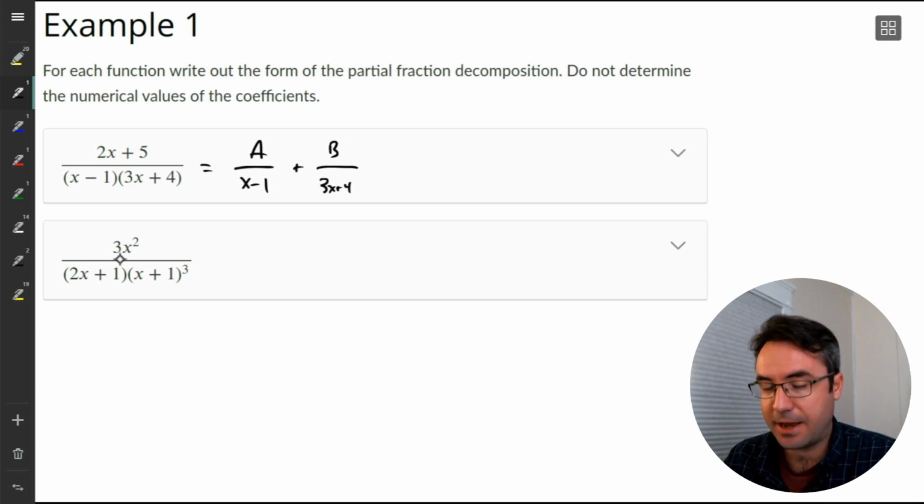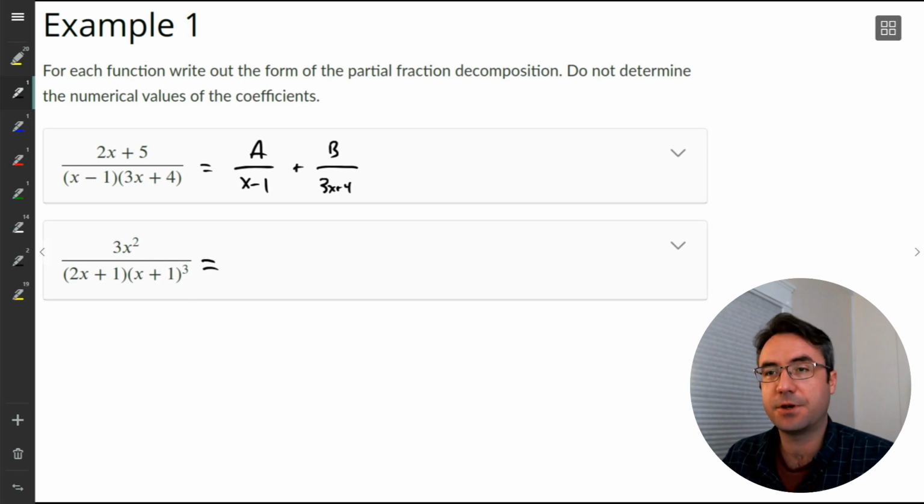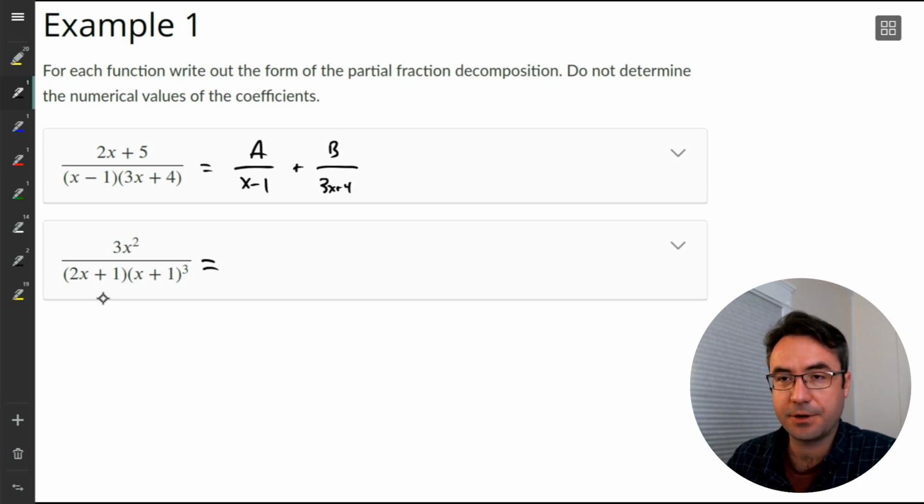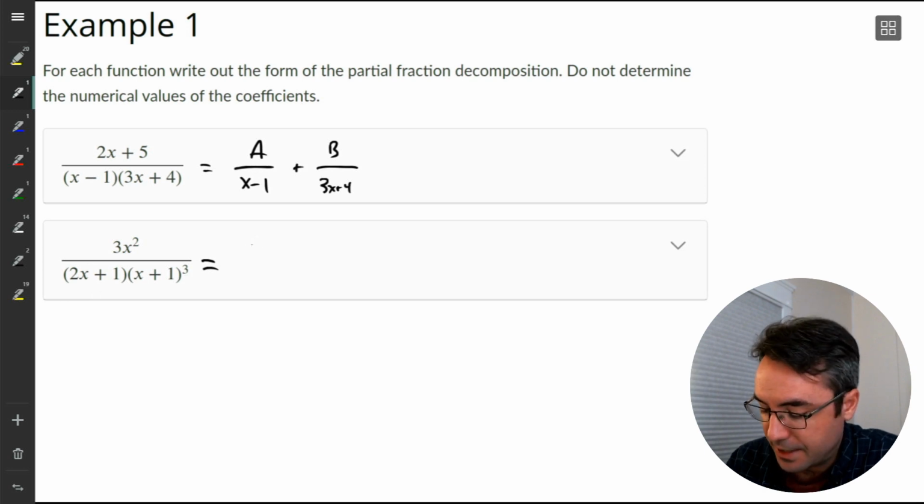In this one, we have the fraction 3x squared over 2x plus 1 times x plus 1 cubed. When we look at this, we have a linear term here, and we have a linear term here, but this one's being repeated 3 times. So let's see how this is going to work out. Let's start with our easy linear term. It just happens once, 2x plus 1. So that's going to get its own fraction, a over 2x plus 1.